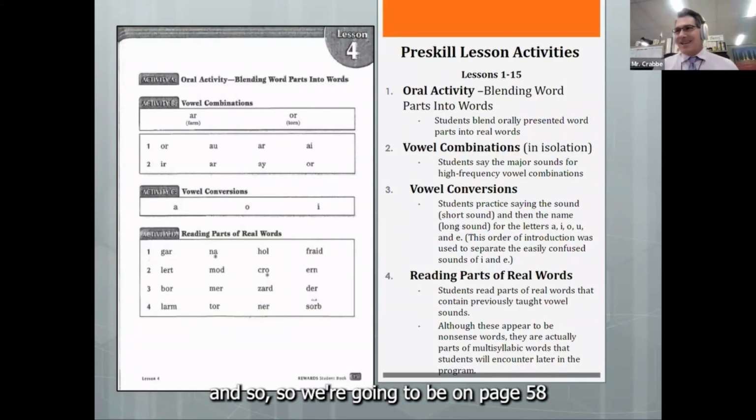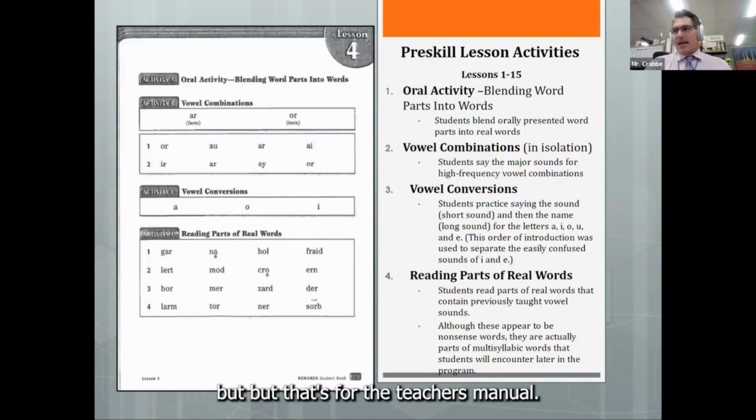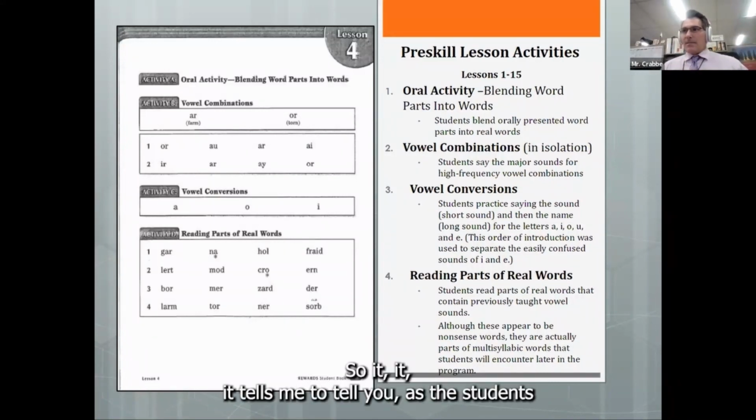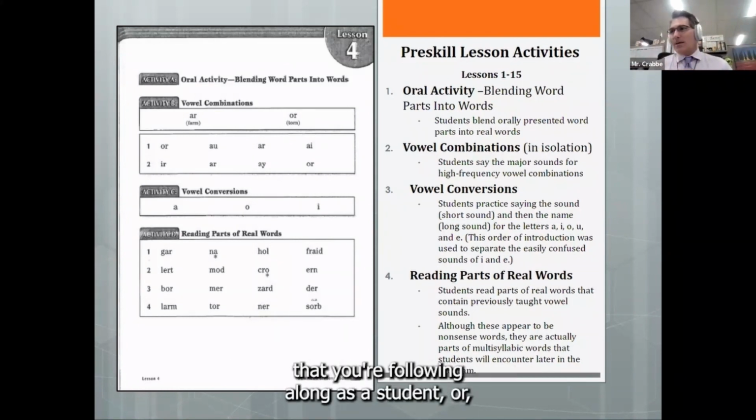So we're going to be on page 58 of the teacher manual, which is lesson 4. But that's for the teacher's manual. So it tells me to tell you as the students to open your student book to lesson 4, page 15. So you either have your little student book in front of you that you're following along with as a student, or you can get that over here.